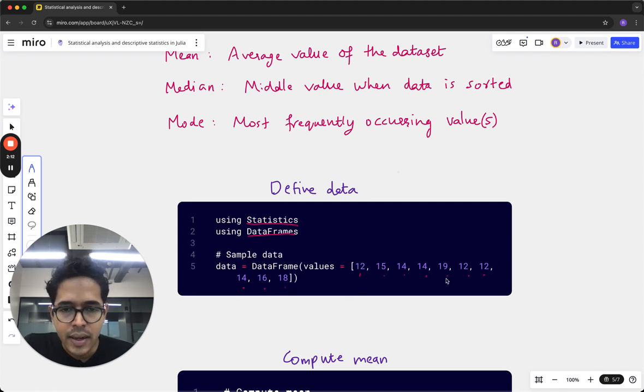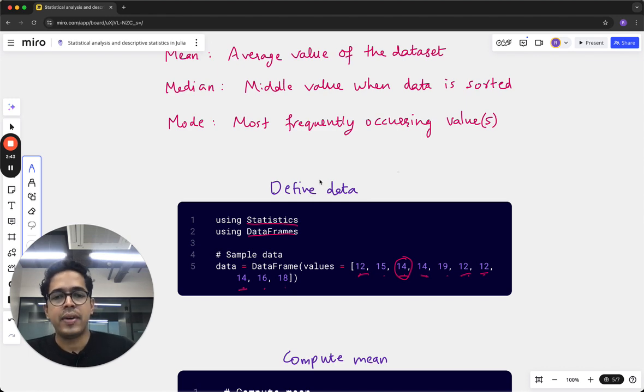Mode, I think we can see that 14 is occurring 3 times. So I guess 12 is also occurring 3 times actually. So there are two modes, 12 and 14. And median, I have to arrange this in ascending or descending order, but I guess the median would be 14, because there are 3 values that are 12 and 3 values that are 14, and all other values are greater than 14. So I guess 14 would come in the middle.